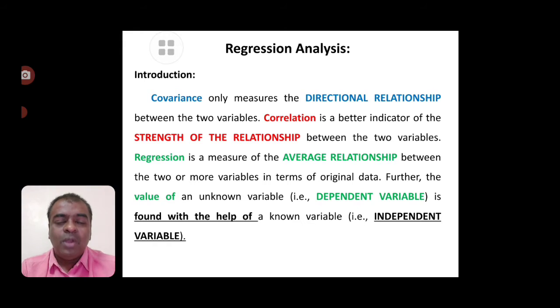Further, the value of an unknown variable, that is the demand, is found out with the help of a known variable, which is the price. Hence, price is the independent variable and demand is the dependent variable in this example. Now, how do we find these relationships? That is with the help of regression analysis, the name of the chapter. So we know that there are two regression lines, and similarly there are two regression equations. One is the equation of x on y, and the other is the equation of y on x. So let us look into this in the further slides.